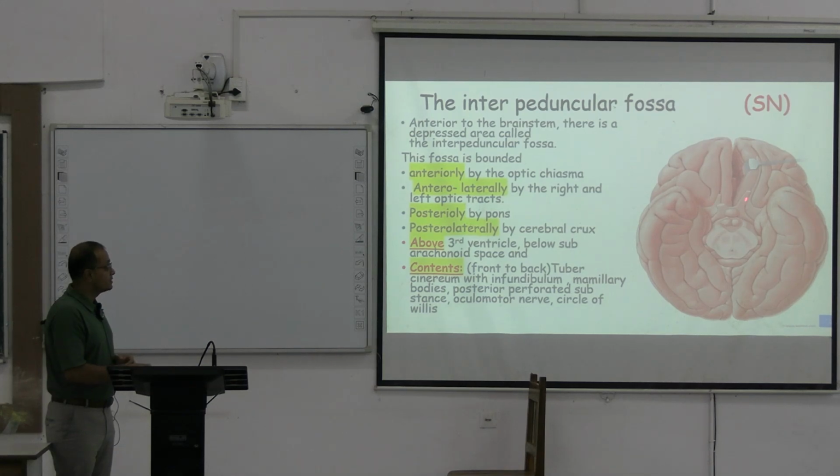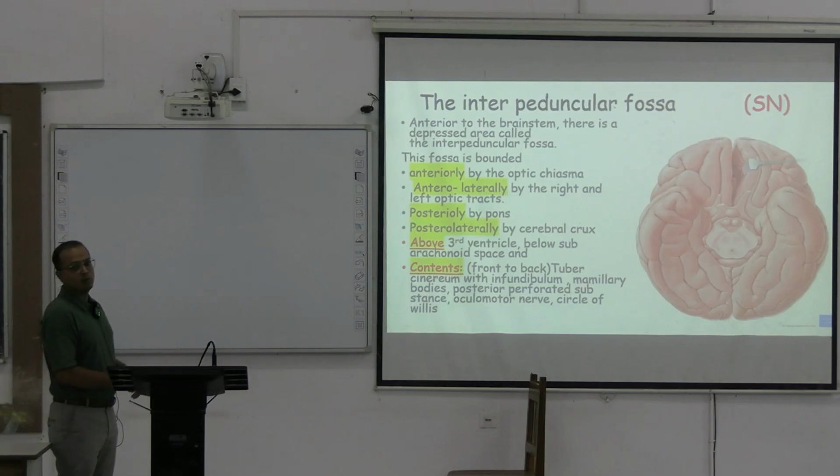We are seeing here the optic chiasm limiting the anterior part, and posteriorly we have the brain stem, the pons part. In between this optic chiasm and the pons, we have this narrow region which you are seeing here. This region we call the interpeduncular fossa, which is posterolaterally limited by the cerebral crus, and anteriorly limited by the optic chiasm. After the optic chiasm we have the optic tracts limiting the sides of it, and in the midline we see the pituitary gland with the stalk, and posterior to that we have two bulges, which we call the mammillary bodies.